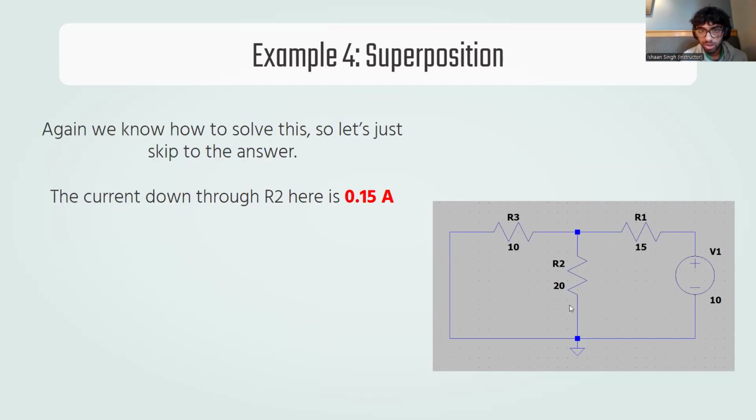We know how to get the current through R2 in this circuit. We're not going to do it in the interest of time. We should know how to do that by now. If we don't, please ask on the classroom and I'll give a detailed explanation there. But in this circuit, the current going down through R2 is 0.15 amps.